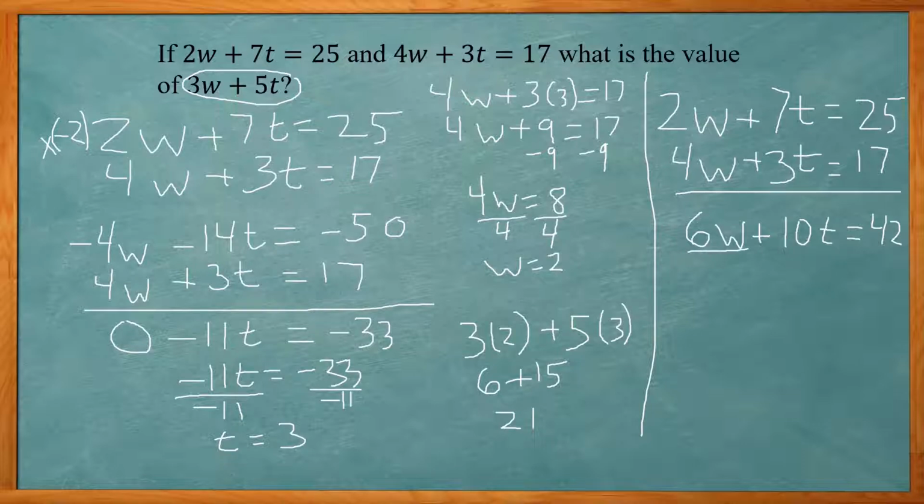So really, if I just divide everything by 2, that would give me 3w plus 5t equals 21. And that's exactly what they're looking for. What was 3w plus 5t equal to? So here, I just needed to add them together and divide by 2, and that gave me that answer right away, versus going through all these steps to solve the system of equations to figure out what w and t were separately. Look at how much time I save by doing this second method versus this first one.